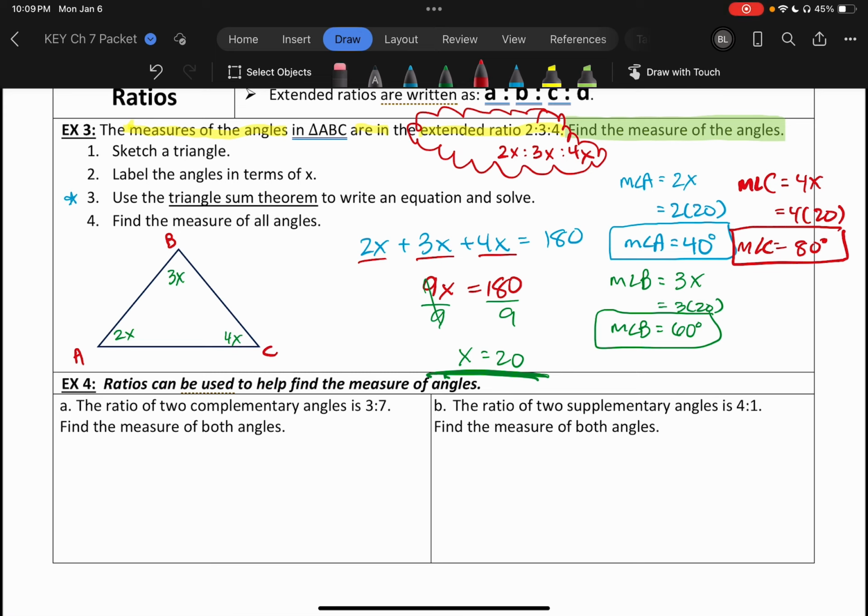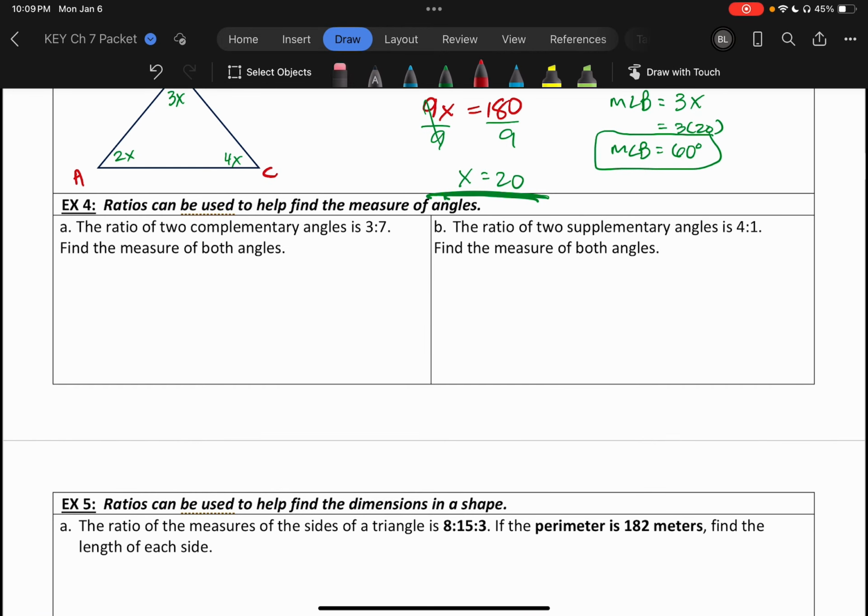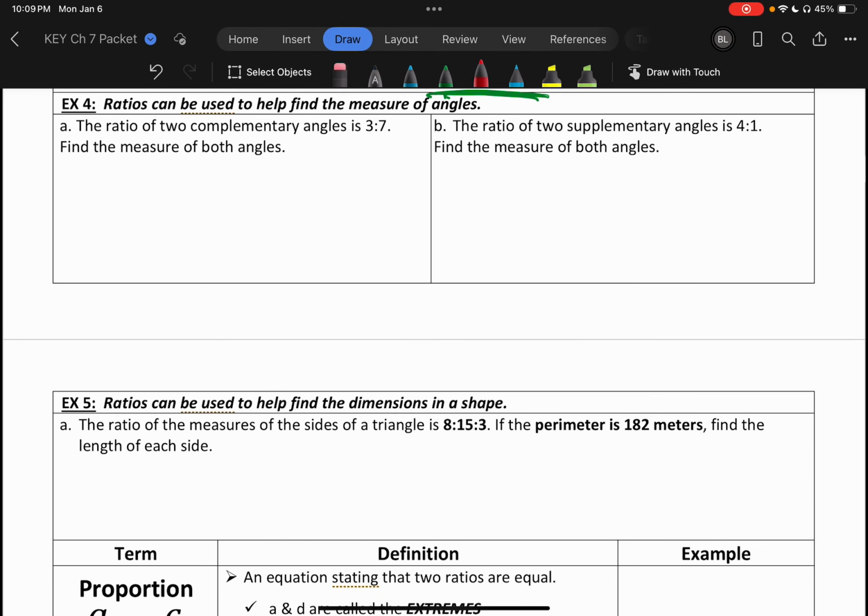So let's look at the next example. The next example says that ratios can be used to help find the measures of angles. Now we're going to bring back some old vocabulary that we saw earlier this school year. In part A, it says the ratio of two complementary angles is 3 to 7. Find the measure of both angles. For these types of questions, I always suggest looking at the vocabulary word, complementary. Whenever you see complementary angles, we understand that these are two angles that add to 90 degrees.